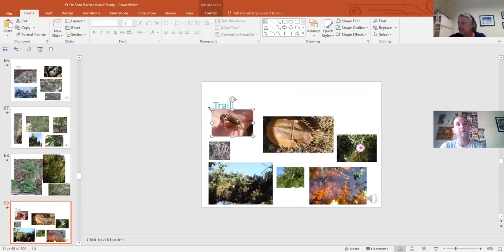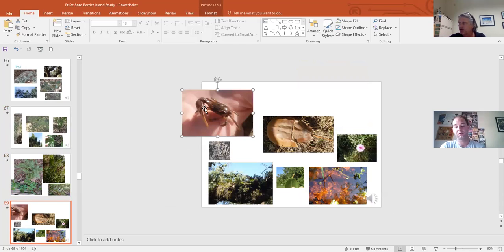These guys are awesome. This is a male because he has the big claw, the fiddler crabs. They'll raise that up, and that's how they attract a lady.